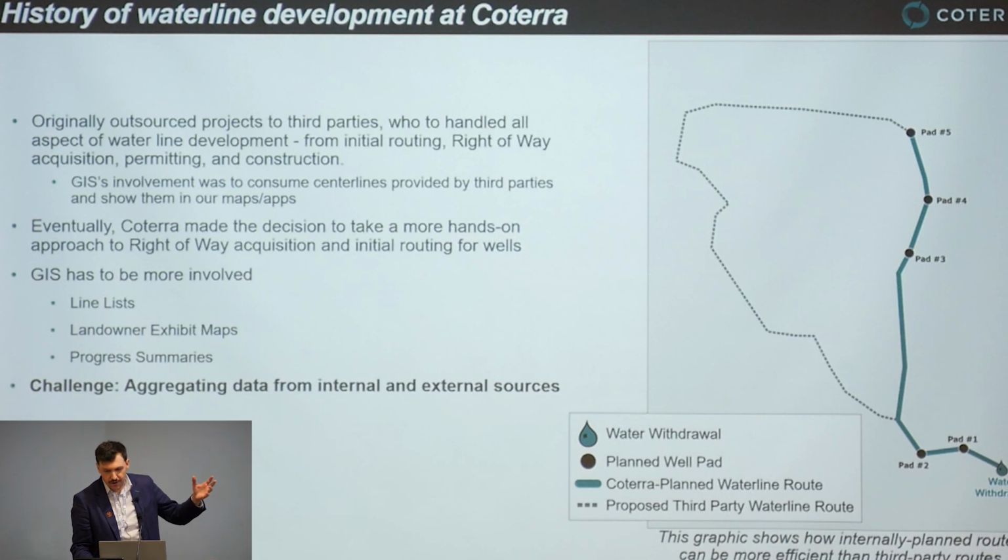In the example you see here, our planned route, this is like a simplified version, but our planned route is about half the distance of a proposed route we got from a third party. And that route's going to be cheaper to plan, build, and operate, and give us significant savings, all while also having the additional value of visiting extra well pads.